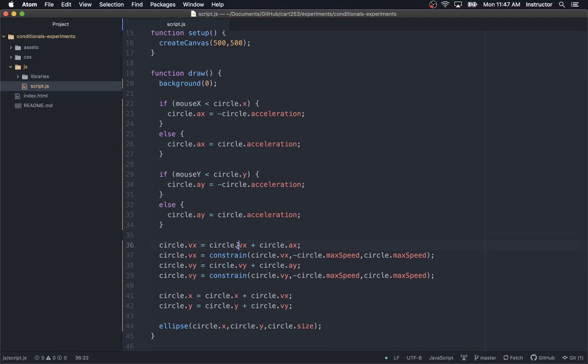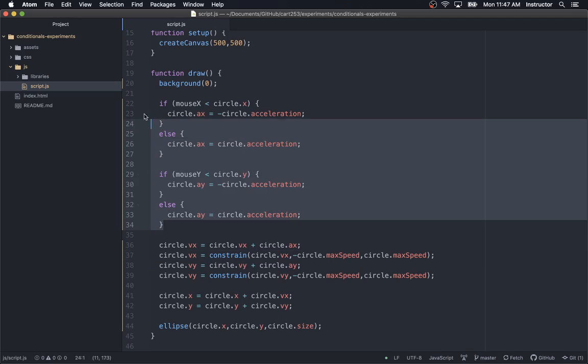And as we saw, we do exactly the same maths. We add the acceleration to the velocity every frame. And here I'm constraining the velocity afterwards so that it doesn't get too big in the negative or too big in the positive, by using the constrain function. The other thing that we just did was that we actually controlled the acceleration, which direction the circle was accelerating in, based on the mouse position, just as we did for the velocity prior to that.